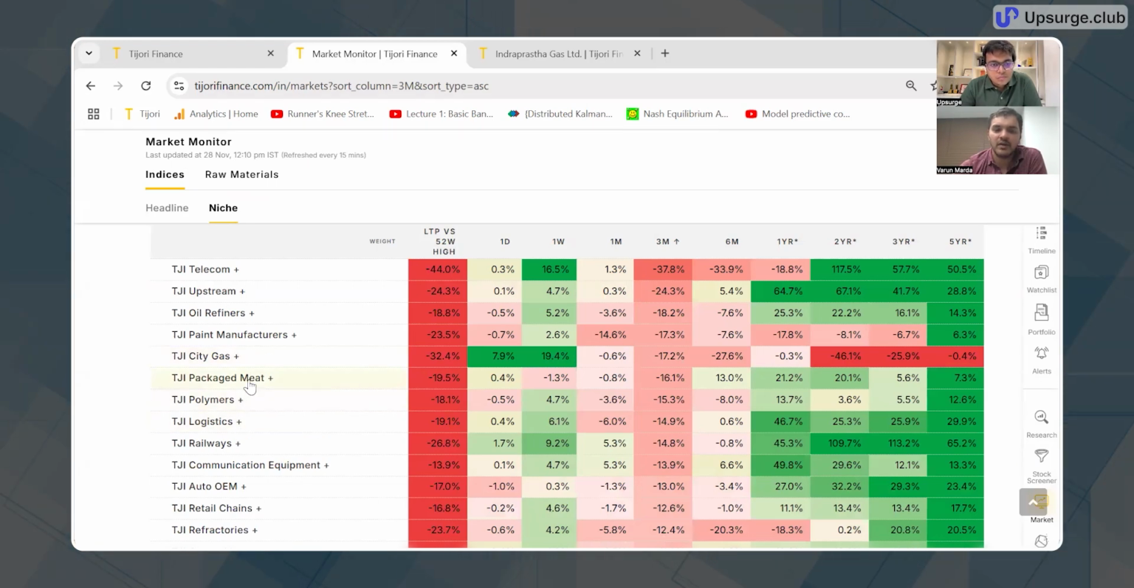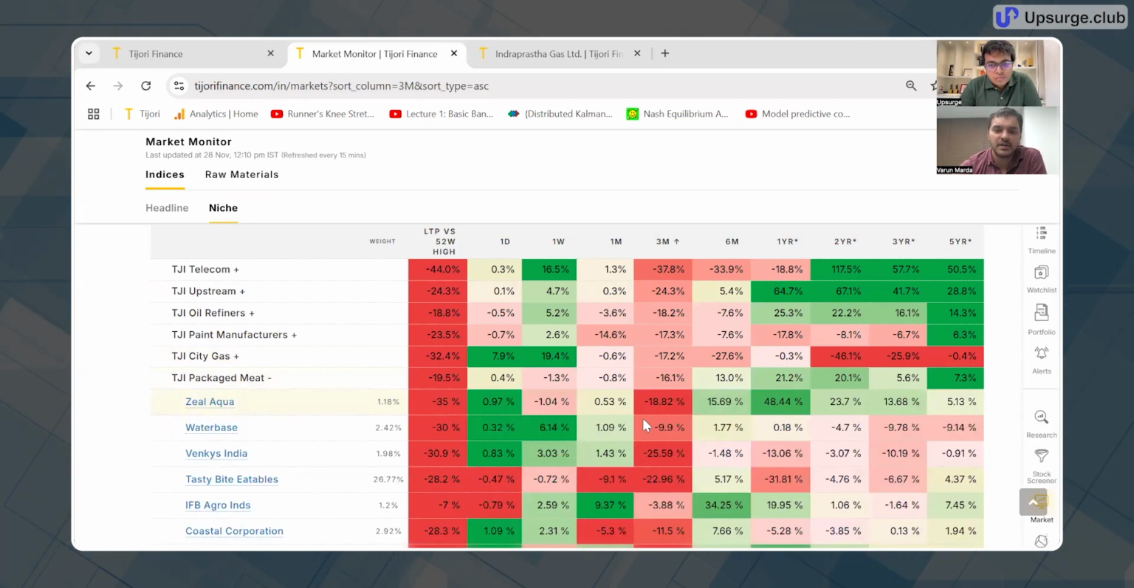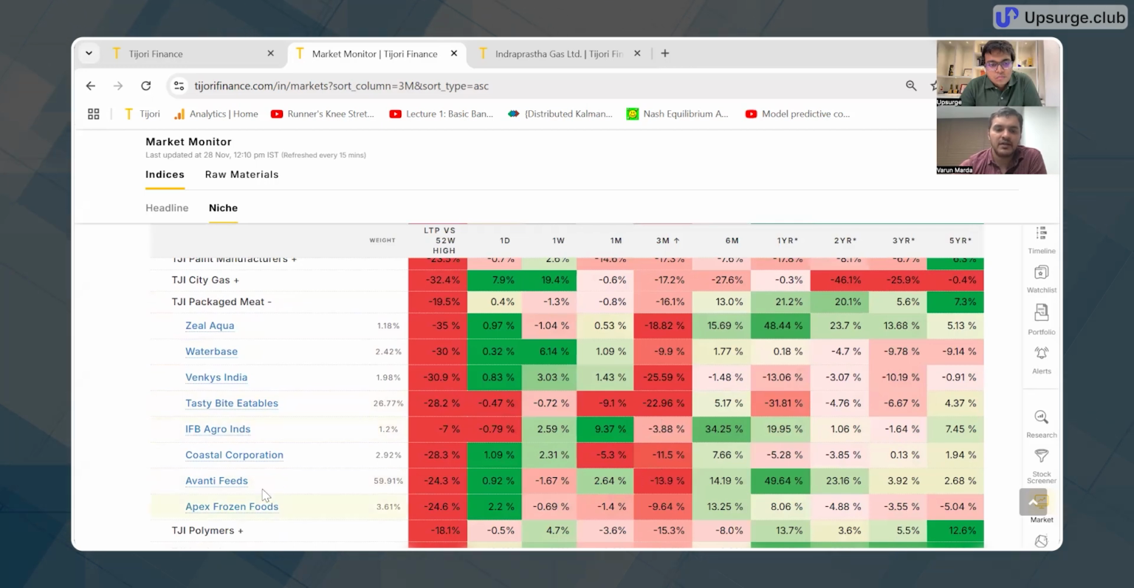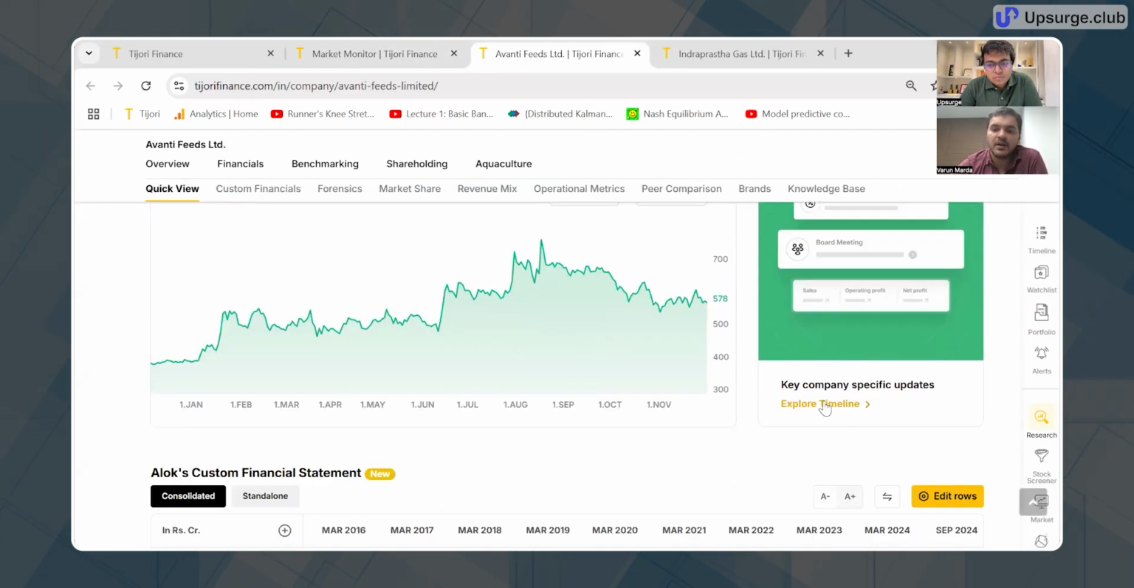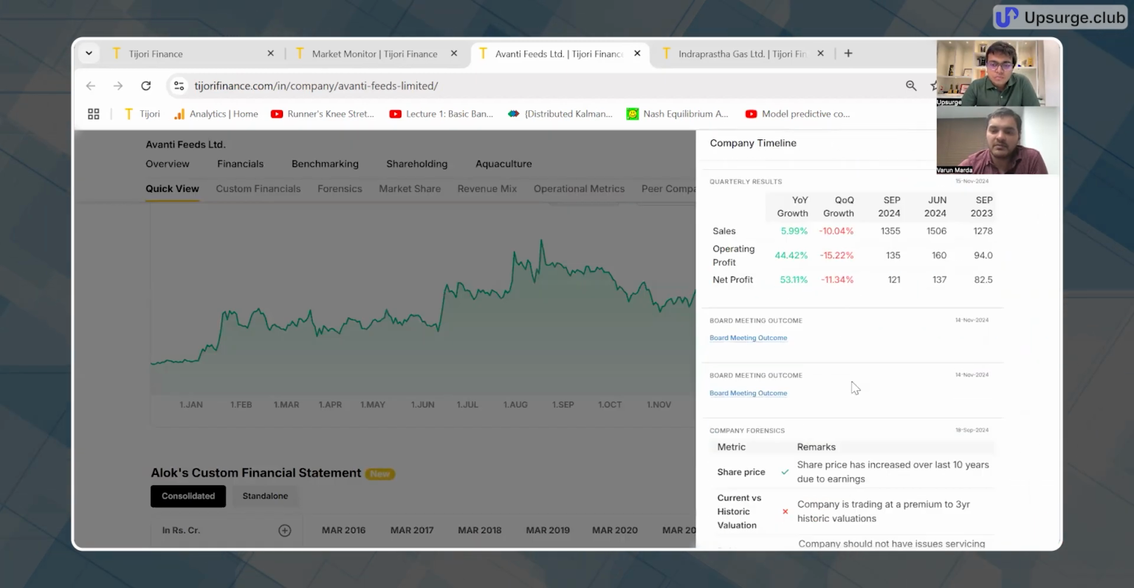Let's see why. Okay, packaged meat has gone down 16%. In that, you might be like, okay, I've heard of, I don't know, Avanti Feeds. It's gone down 13%. And then you will go and look at Avanti Feeds. And then again, the same. Has anything bad happened? Not sure, doesn't look like it.